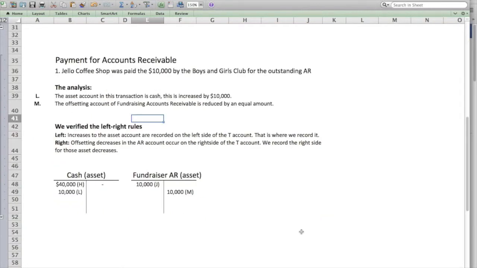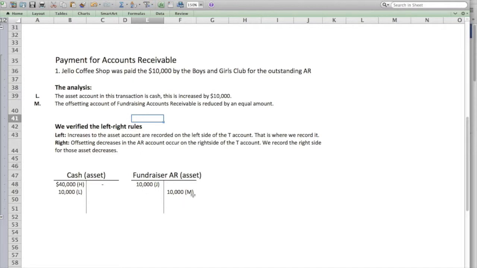Now our second transaction will be the Boys and Girls Club actually paying cash, paying off what they owe. So for this, the Jello Coffee Shop was paid $10,000 by the Boys and Girls Club for the outstanding accounts receivable. For the analysis, the asset account in this transaction is cash. We'll increase it by $10,000 on the left-hand side, and that's the debit. You'd always debit cash to increase it. The offsetting account is not a revenue, not an equity, not a liability. You're reducing the amount of accounts receivable owed by them.